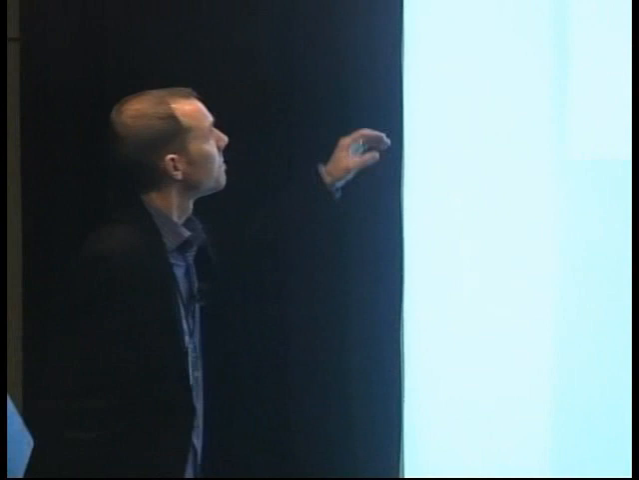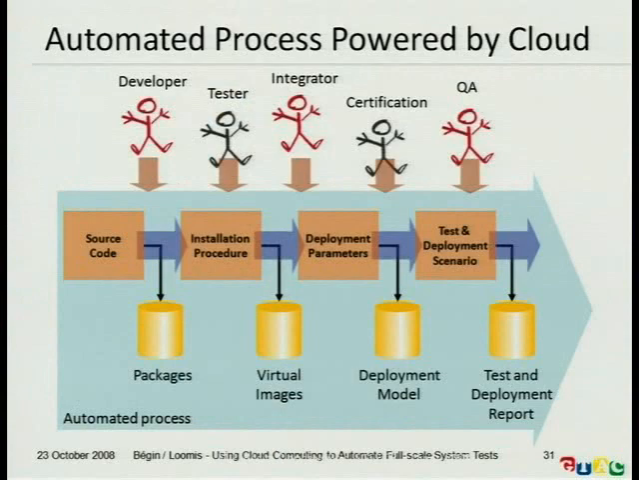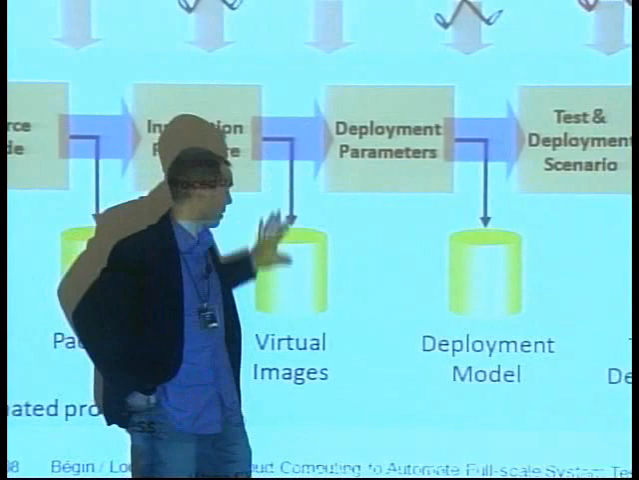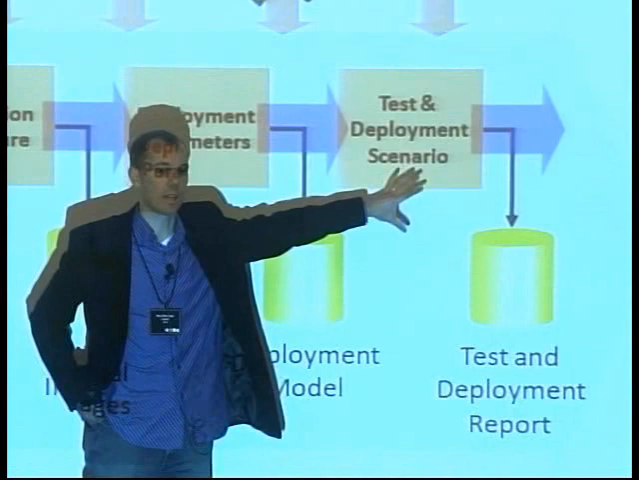And here's the same image I showed before, but this time showing a little bit the process we're proposing, where as we go through the process, we're able to now save stage. So source code becomes packages, and then added with an installation procedure, we can generate automatically virtual images. We can parameterize a deployment and then compose those images into a deployment model that can be executed. And you can fire system tests at that, get the results, and then release the machines when you're finished.